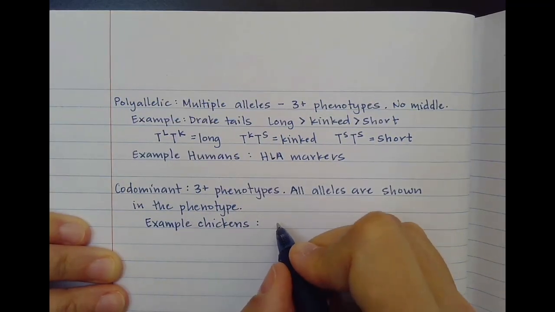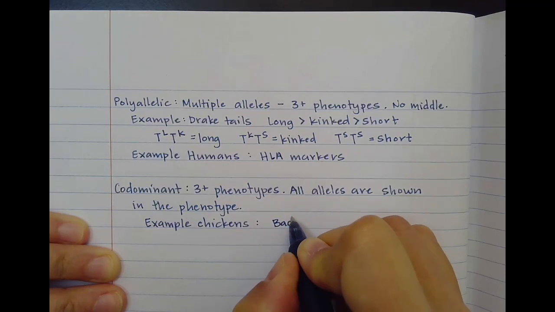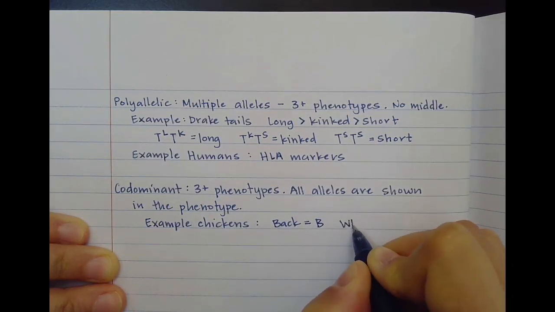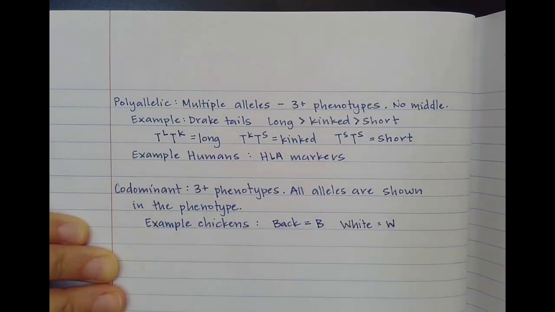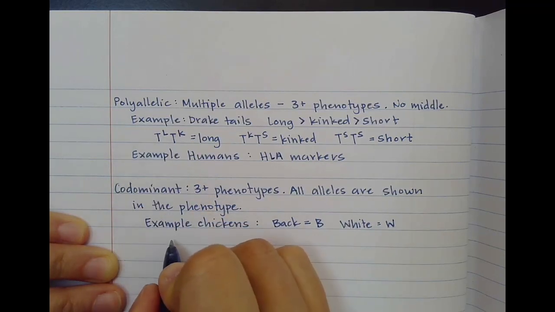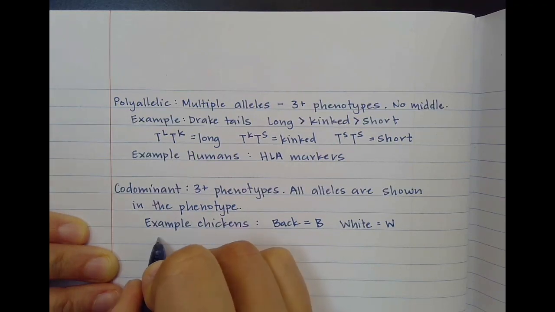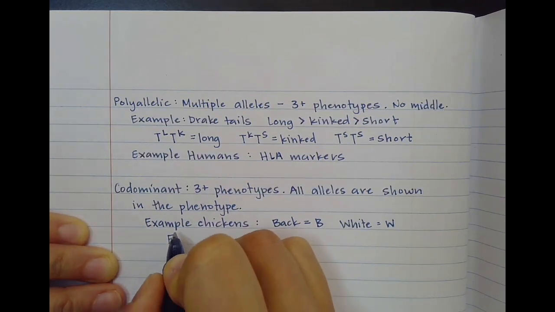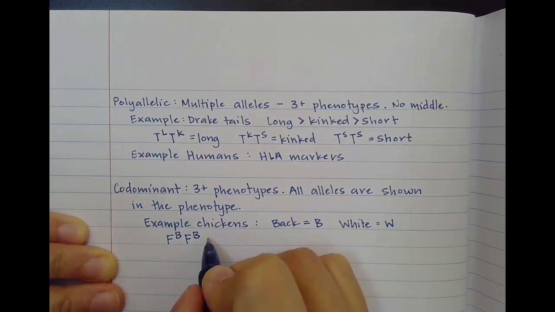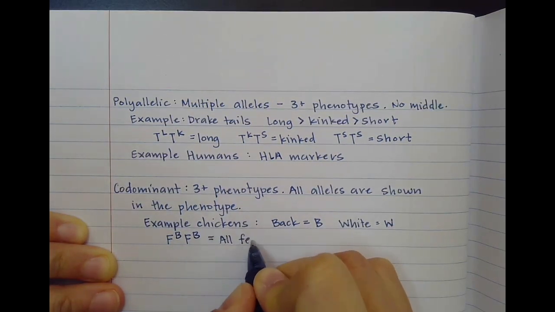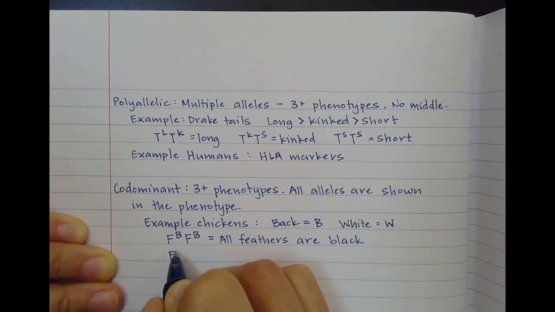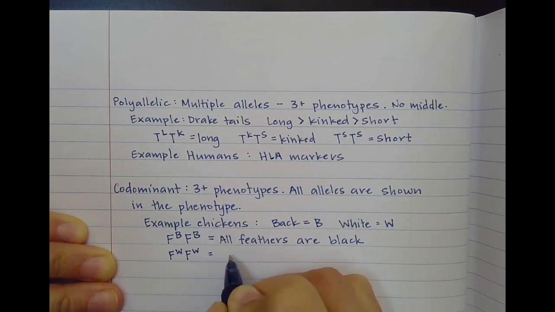There are some chickens that have feathers that are all black, and there are some that have feathers that are all white. And our black feathers we're going to label with a B, and our white feathers we're going to label with a W. And so we're going to use our code again here, where the gene is labeled and then the alleles are labeled separately. So I'm going to use F for feathers, and if they have 2 of the black alleles, then all feathers are black. And if they have 2 of the white allele, all feathers are white.